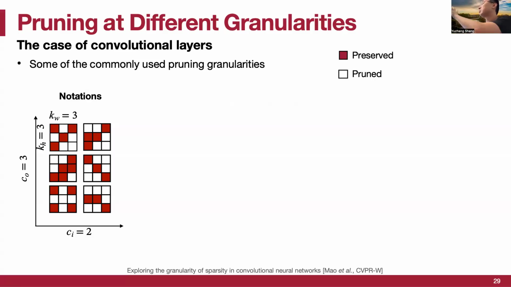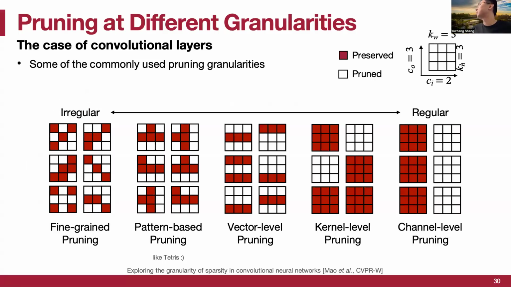Because this is the most fine-grained, most unstructured pattern. We have different levels of patterns. For example, we can have pattern-based pruning, where each kernel has different patterns, but basically it's different from the most fine-grained pruning method. This pattern-based pruning still has some patterns, right?